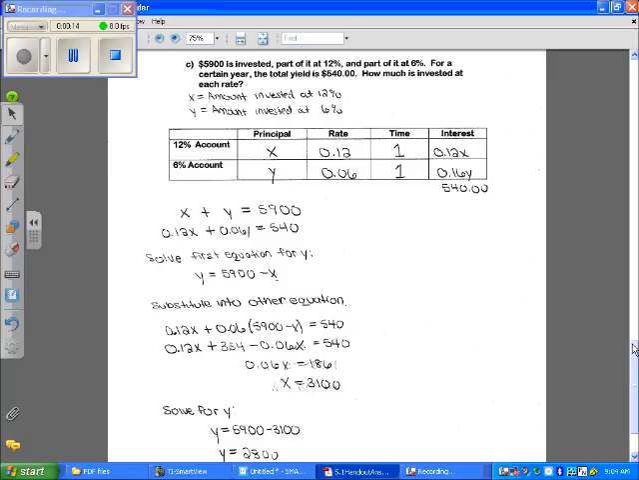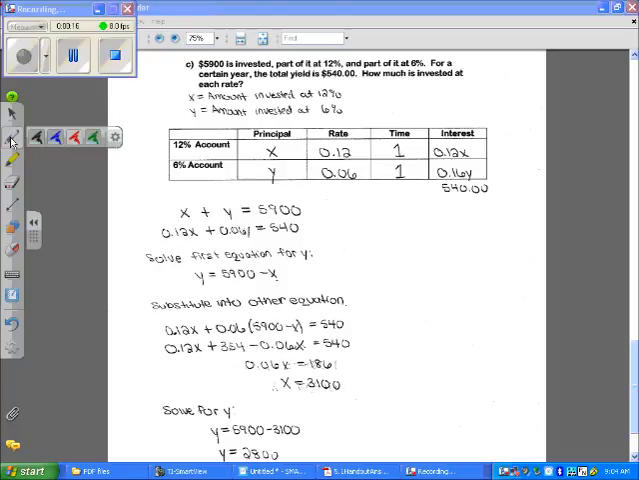So the first thing I labeled was x and y. You can see I have that labeled here. That's how much invested at 12%, how much invested at 6%. And since I know 5,900 was invested, if I add these two up, I should have 5,900, and this is my first equation. Okay, the second equation relates to the interest.